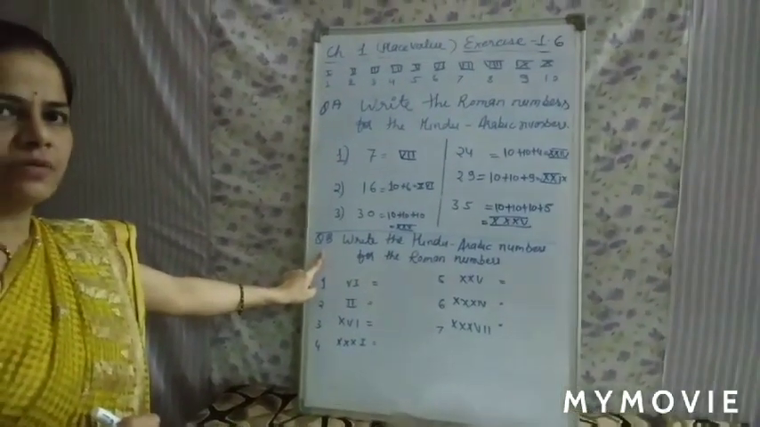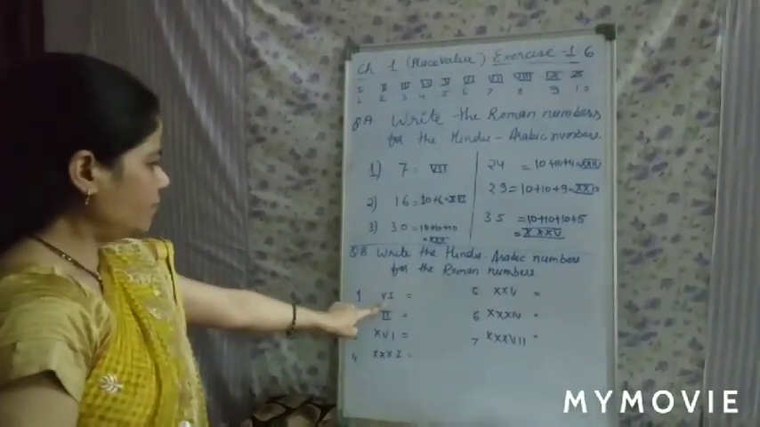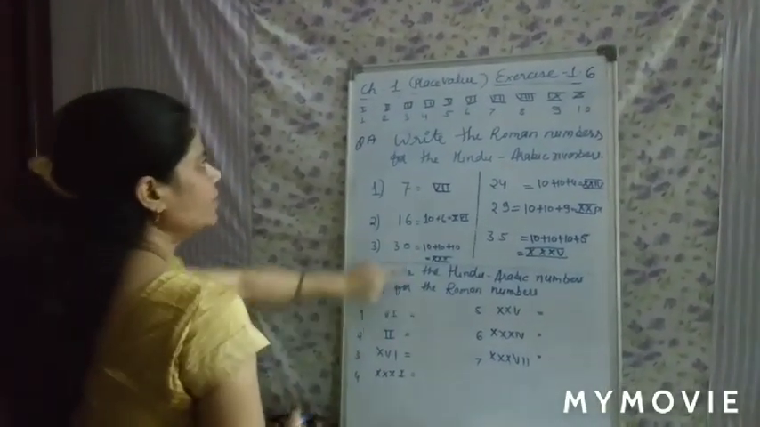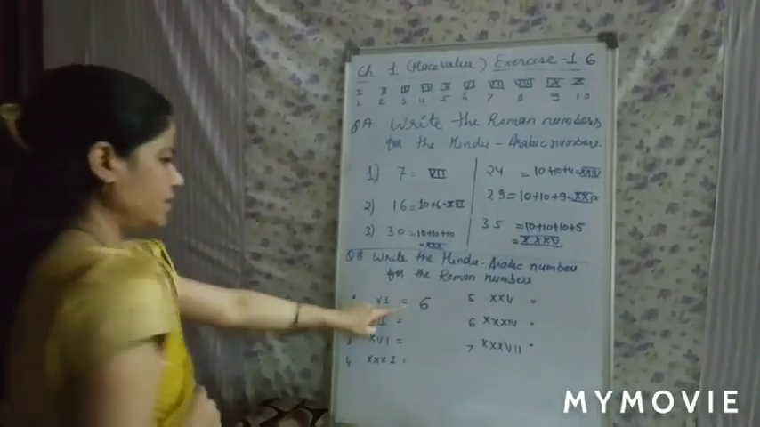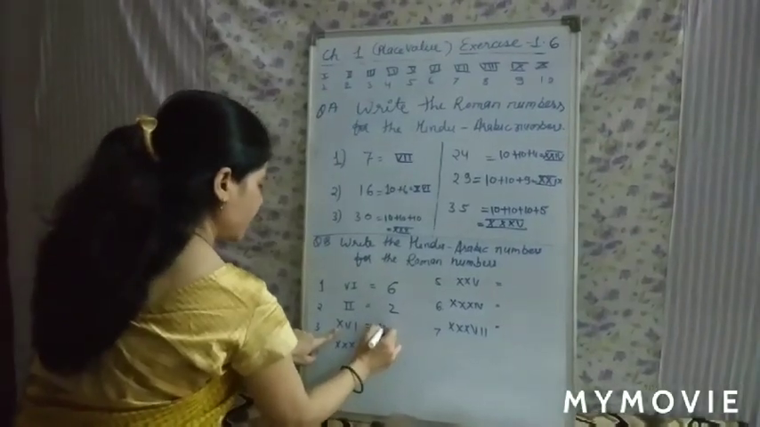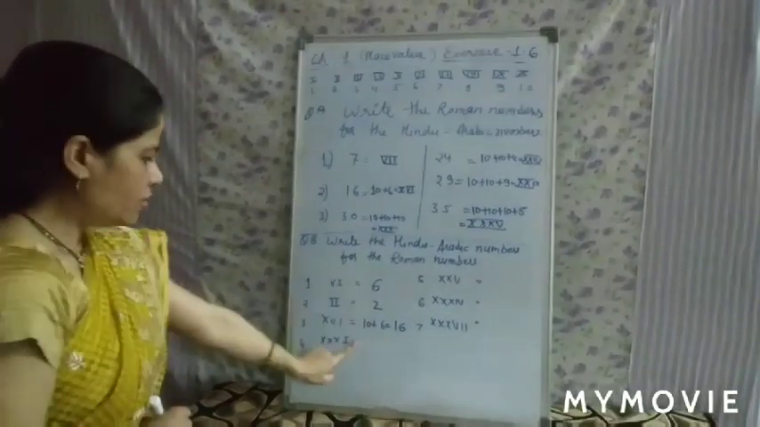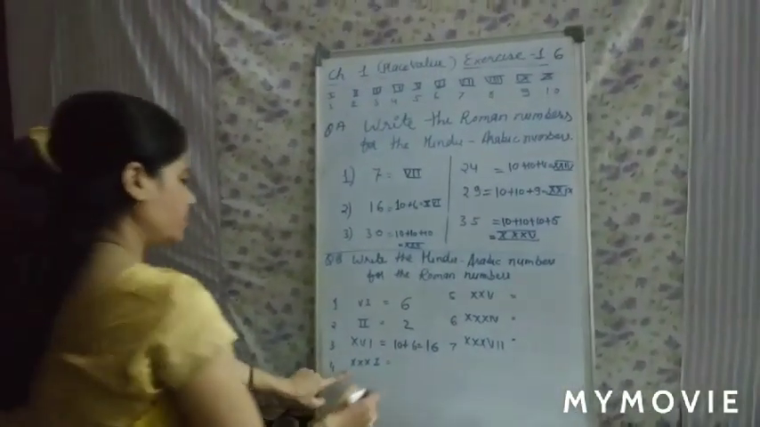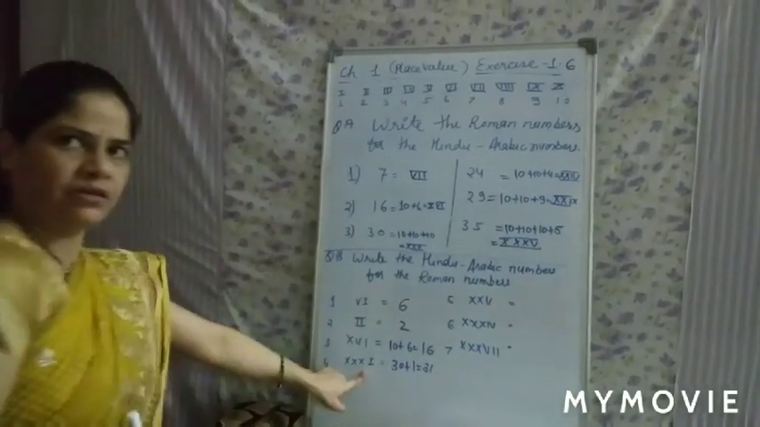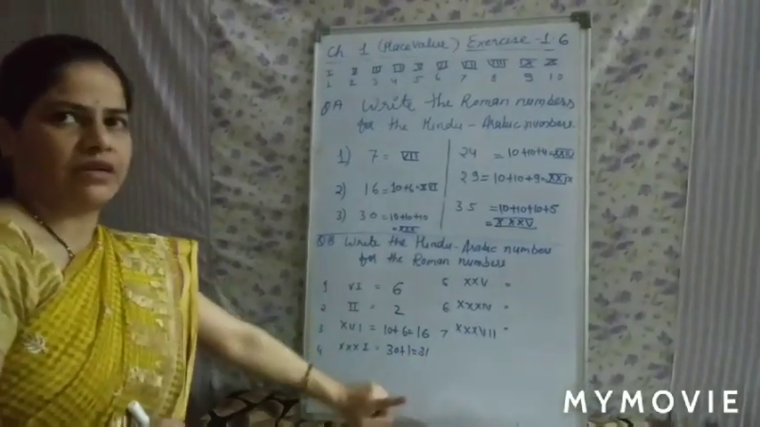Now question number B is write the Hindu Arabic number for the Roman number. Here the first Roman number is VI. VI means 6. So write 6 as the answer. II means 2. XVI: X means 10, VI means 6, so the number will be 16. Now next is XXXI. Triple X means 30 and I means 1, so the number will be 31.